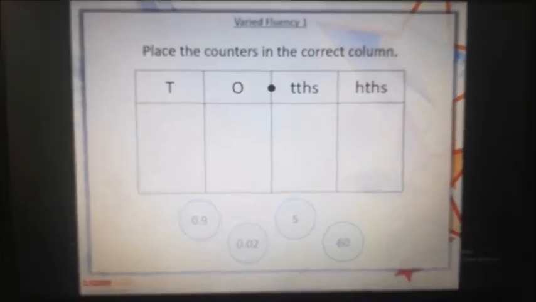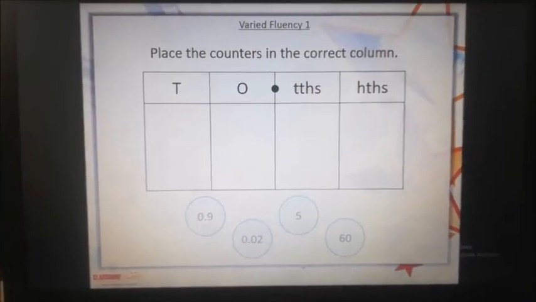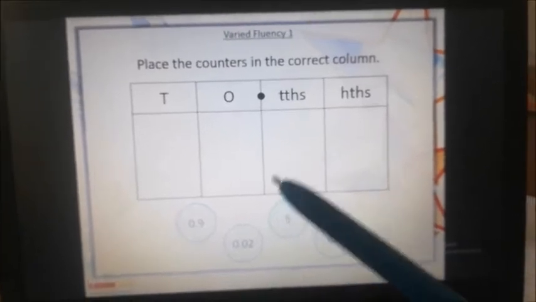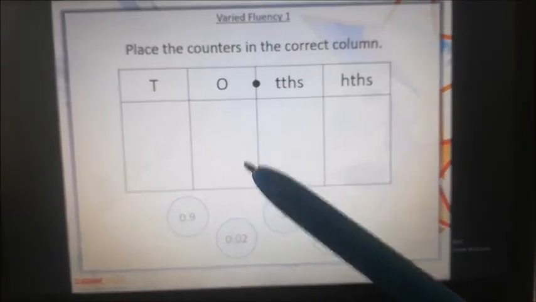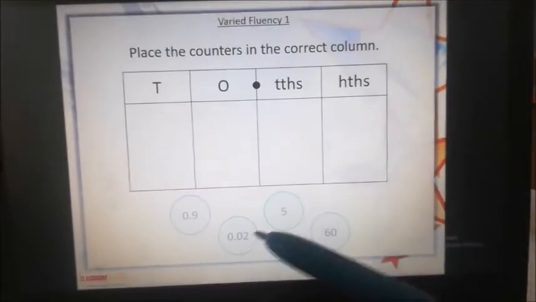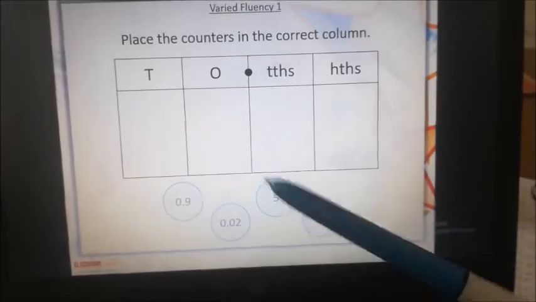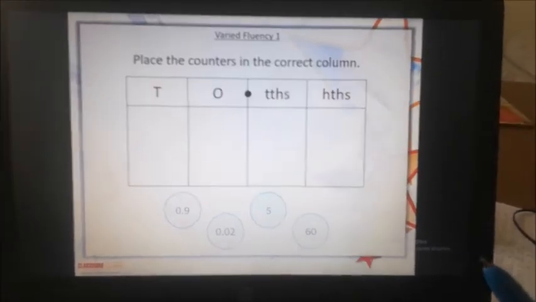Right, the next one, bit of place value. We're looking at placing counters in the correct column. So we've got a decimal point. So we know this is our ones column. Ones down here. Oh, there's 5 ones, so the 5 would go in there. Tens column. Oh, there's 60. So 6 tens. So 60 would go in the tens column over here. And so on and so forth. So have a go at that one, please.